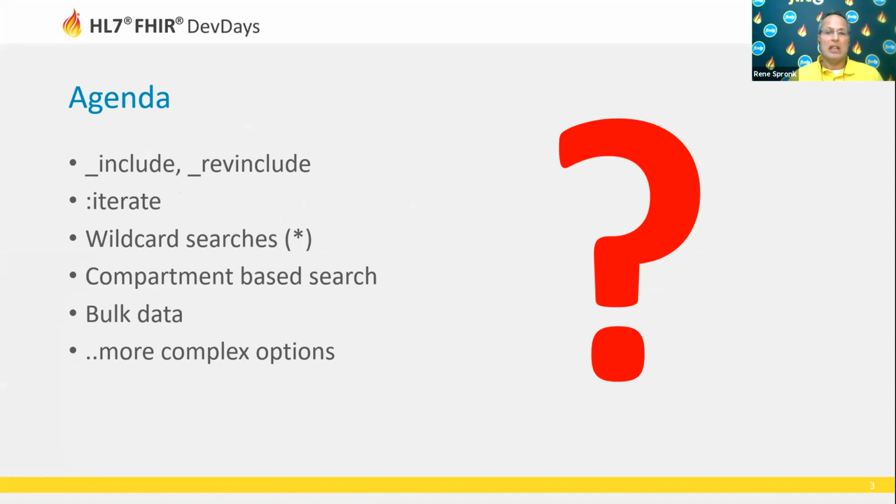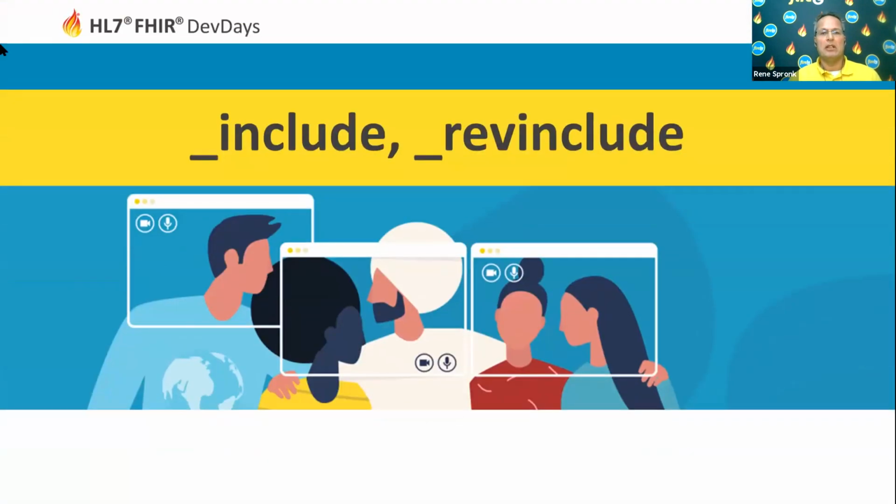So let's now look at include and revinclude, iterate, wildcard searches, compartment-based searches, bulk data exchanges, which includes querying, and some more complex options if you need stuff that's even beyond that. This is a selection of the options, but it's between or above the functionality that you've probably discovered on your own, the basic stuff. There is some complex stuff out there that nobody really uses or that most servers choose not to implement, so we're not focusing on that in this particular case.